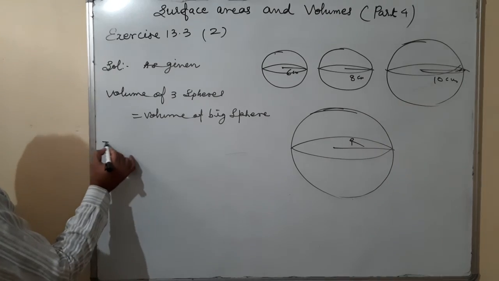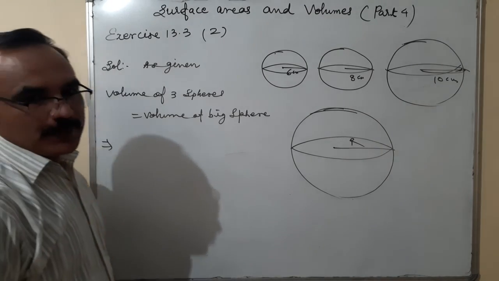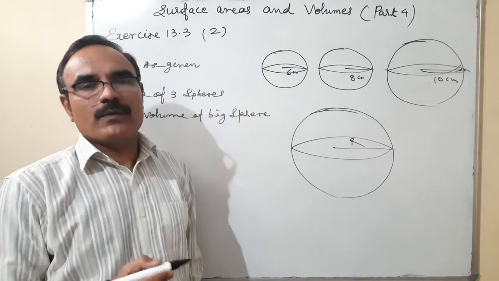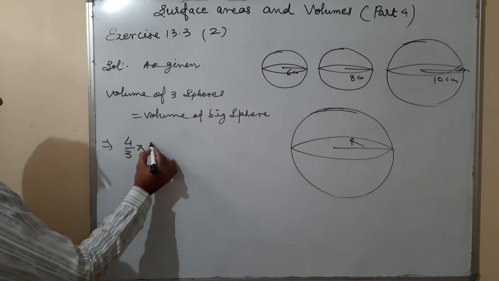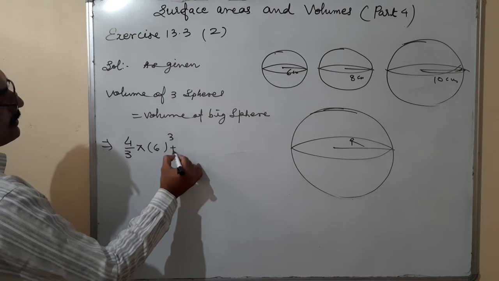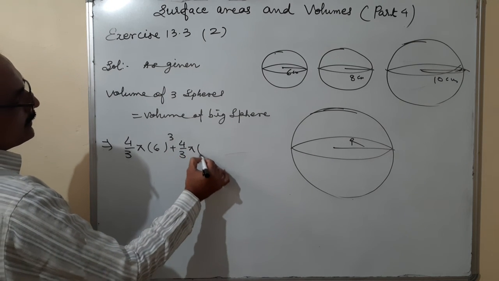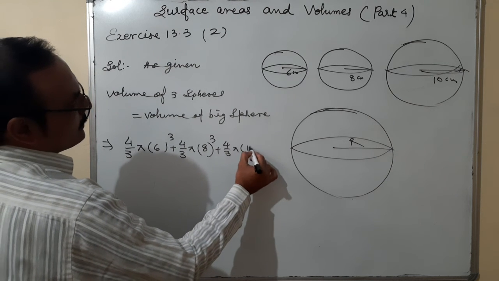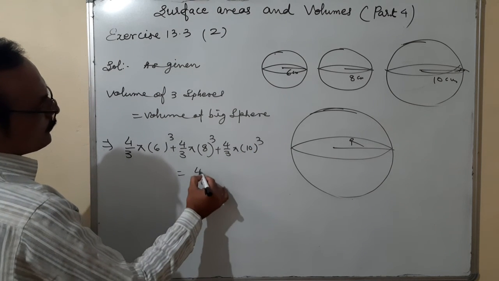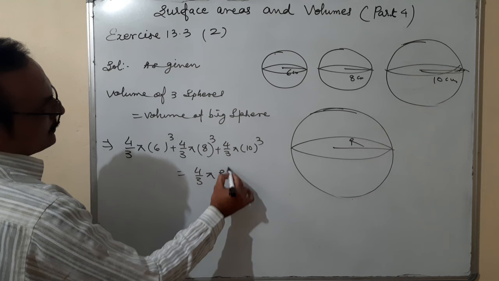Volume of three spheres, the formula for the volume of a sphere is 4 upon 3 pi r cube. So I write here 4 upon 3 pi r cube. One radius 6 plus 4 upon 3 pi 8 cube plus 4 upon 3 pi 10 cube is equal to 4 upon 3 pi R cube.